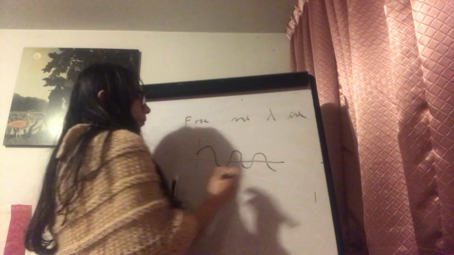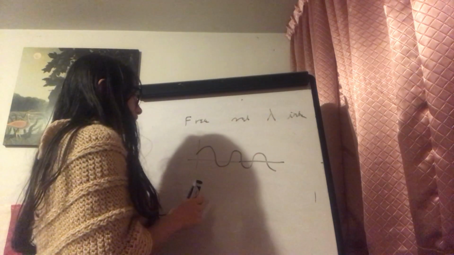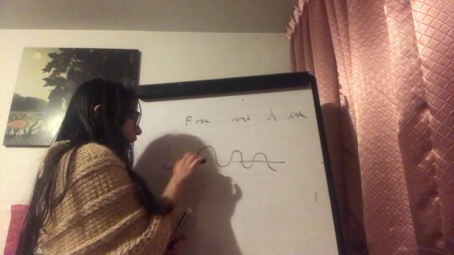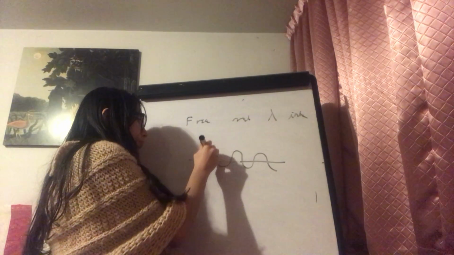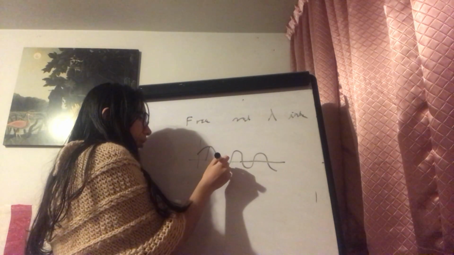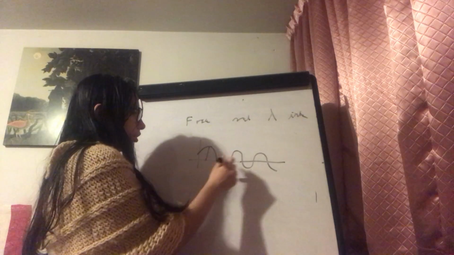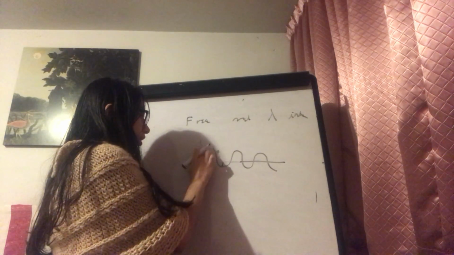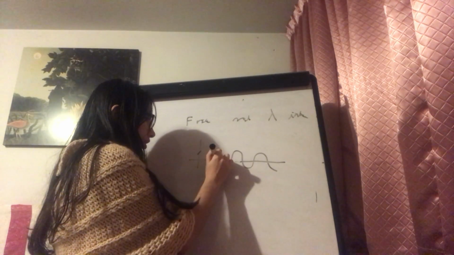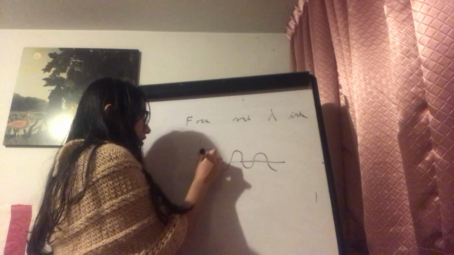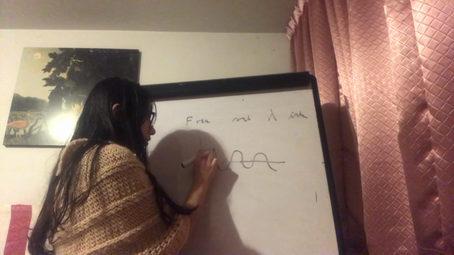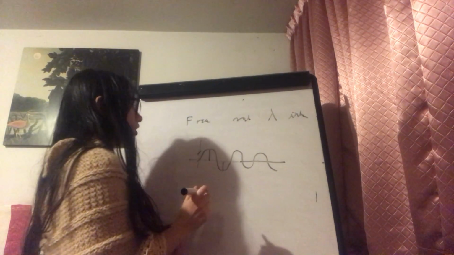First we have the amplitude. The amplitude is from the equilibrium, that is this line, to the maximum point or to the minimum point. In this case, this should be the same point, something like this. So this is the amplitude.